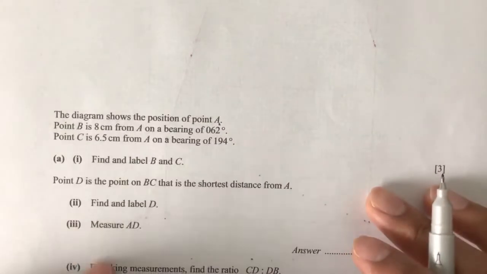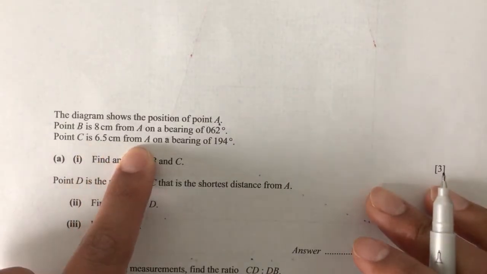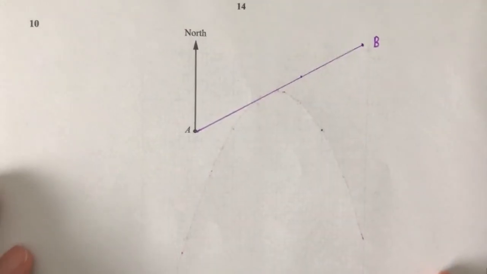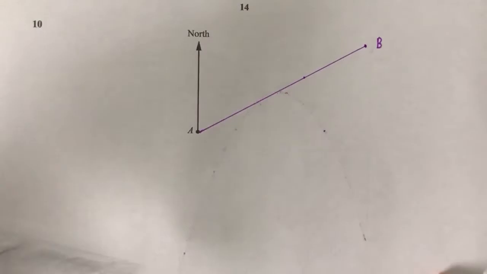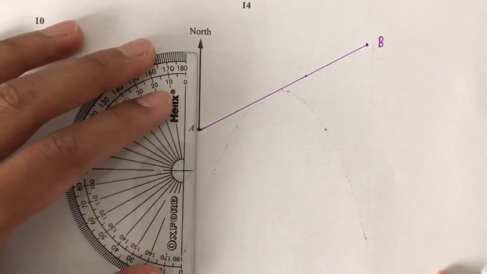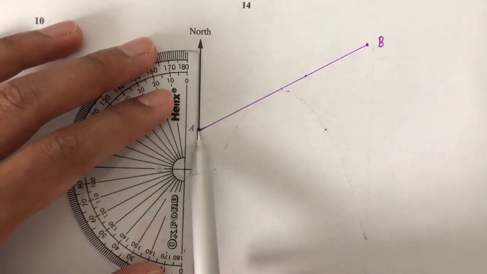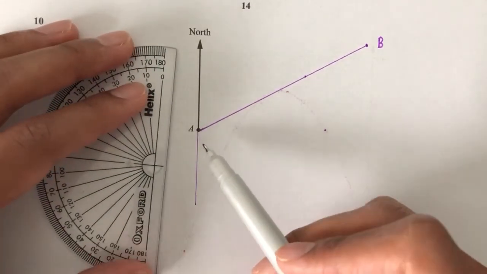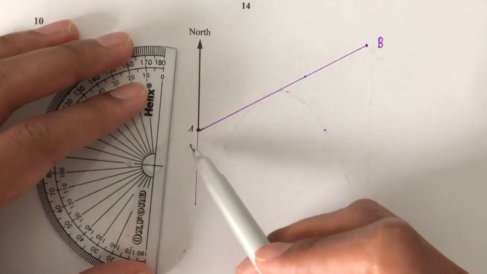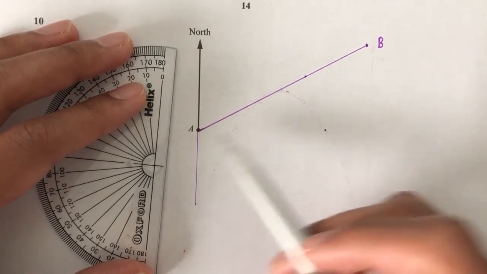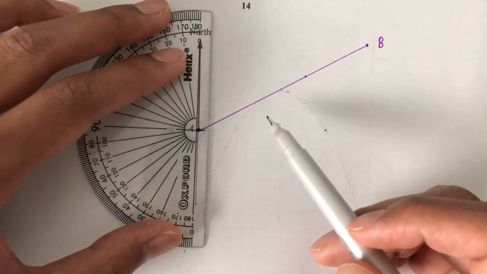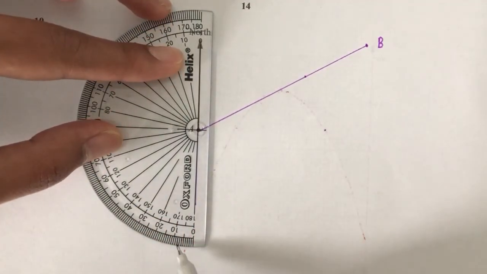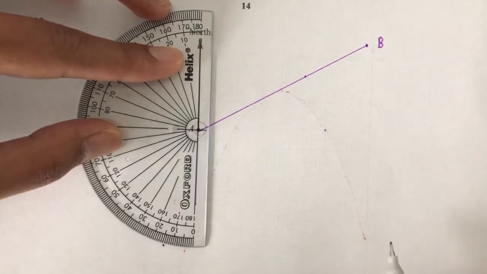Now point C is 6.5 from B on a bearing of 194. So 194. So if you continue this line, this is 180. And for us to go 194, we have to plus 14. So 180 plus 14. So let's find out where is 14 degrees from this line. It will be, this is 10, this is 15, 14 will be here.